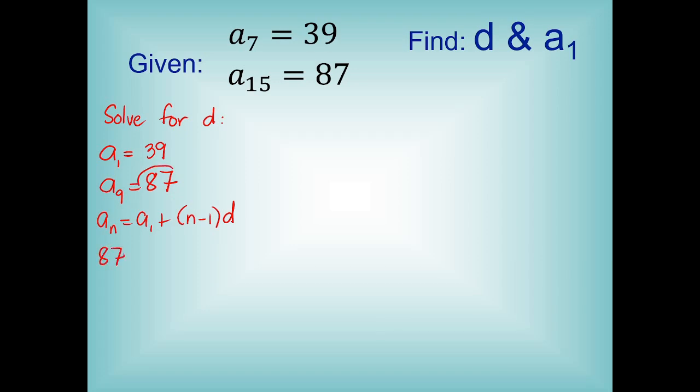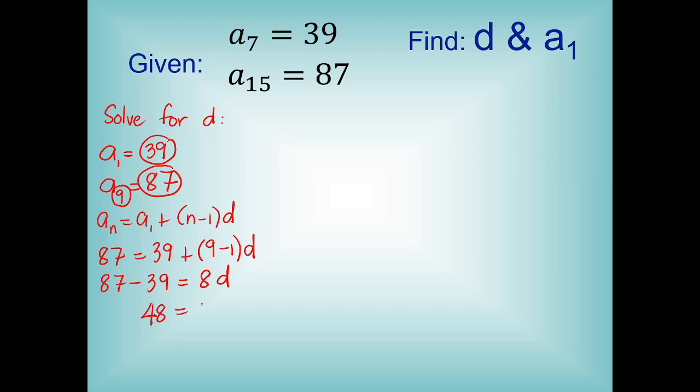This one is a sub n over here, is equal to the first term, which is 39, plus n. N is 9. 9 minus 1 times the common difference, which is unknown because we're looking for the common difference first. Okay? So, we have here transpose 39 to the other side. So, 87 minus 39 is equal to, this is 8D. So, we have 87 minus 39, that is 48. 48 is equal to 8D.